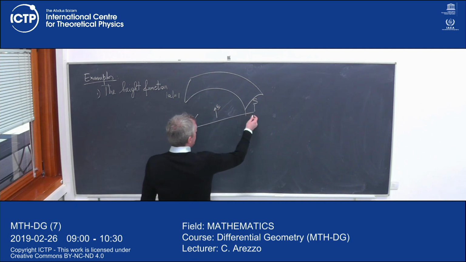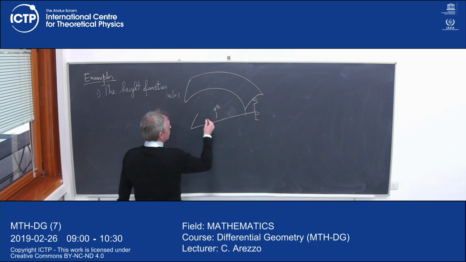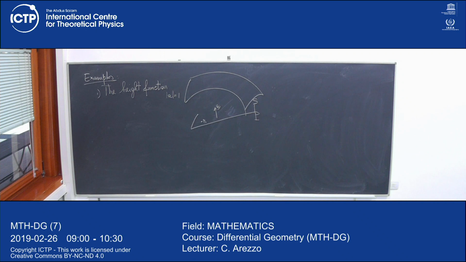And let's say that this plane, capital P, is a plane. To give you a plane, I have to give you a point and a vector. So suppose I give you P naught and A. I have this plane, and I have my surface S.